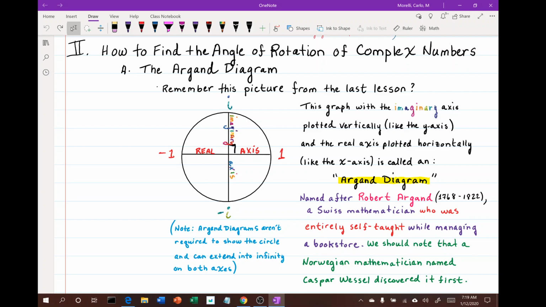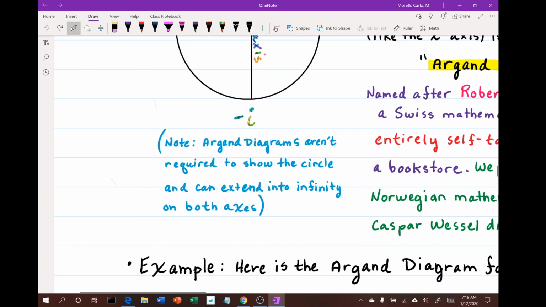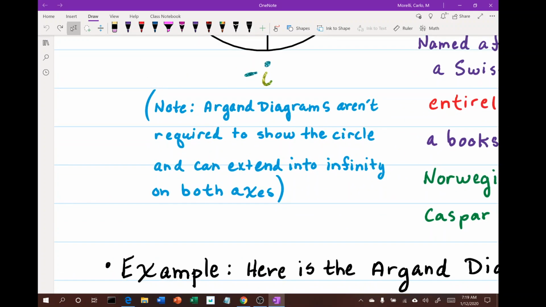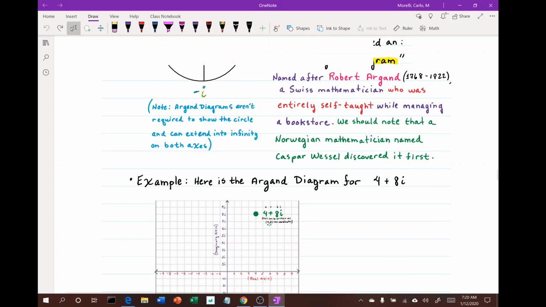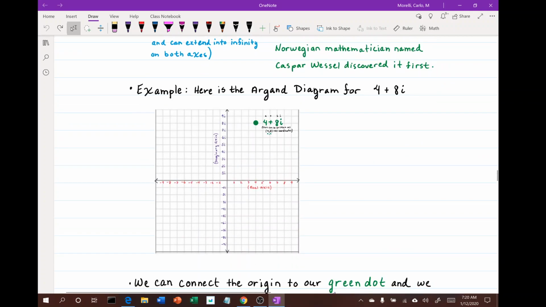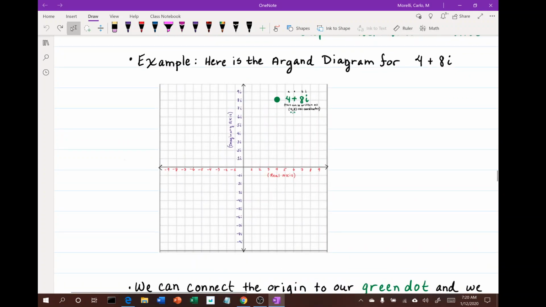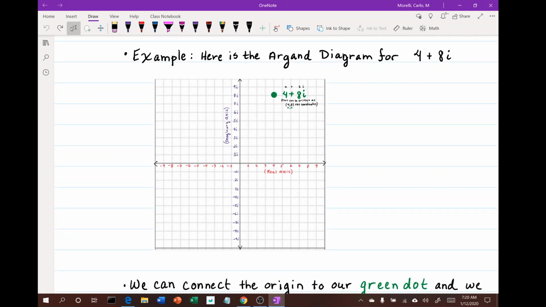So, a little note here in blue: Argand diagrams aren't required to show the circle and can extend into infinity on both axes. We already saw the diagram below. We're actually aware of how to do this now. Here's the Argand diagram for 4 plus 8i. There again, we plot a point, and that point has both a real coordinate and an imaginary coordinate. So it's like 4, 8. But we write that in complex notation as 4 plus 8i.